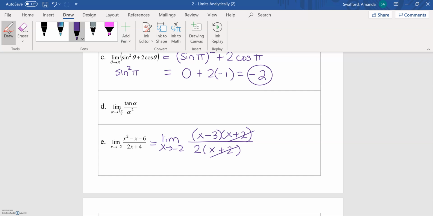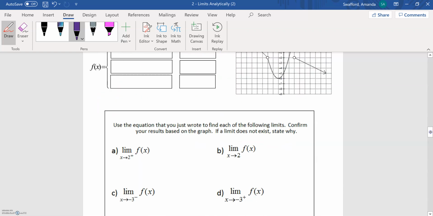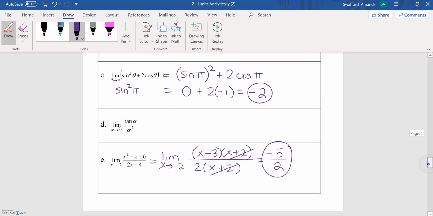There's a hole at -2, but the limit still exists because when I plug -2 into the numerator now, I get -5, and then I still have a 2 in the bottom. So the limit is actually -5 over 2. So don't forget what that means. There's a hole at -2 in this graph, but the graph is coming together at the hole. Okay. Let's try 1 or 2 more.